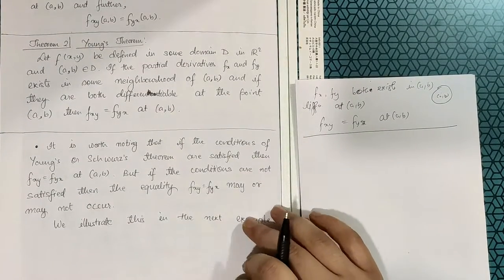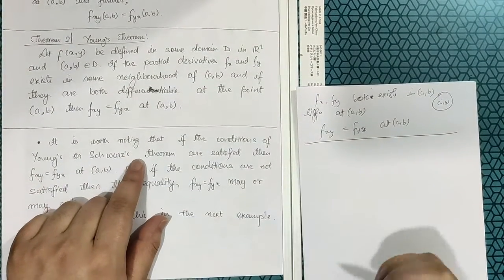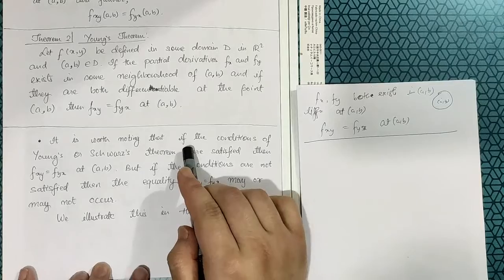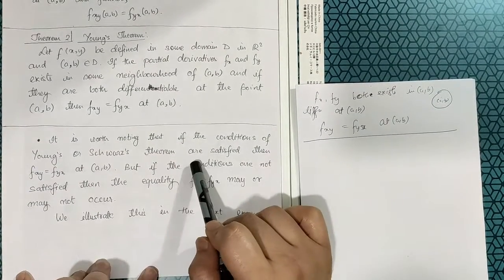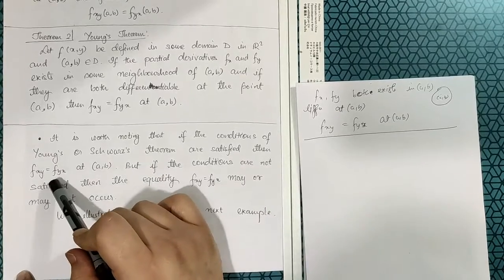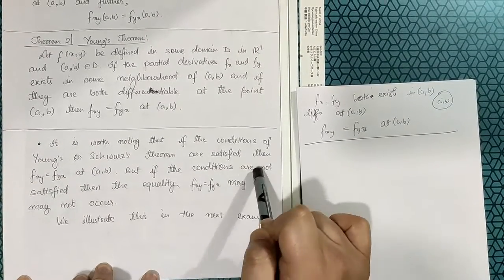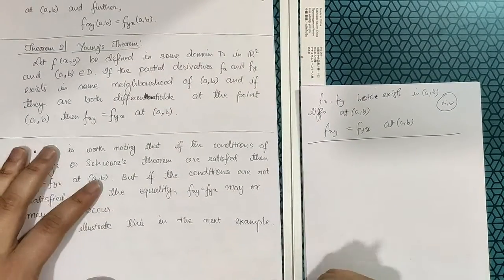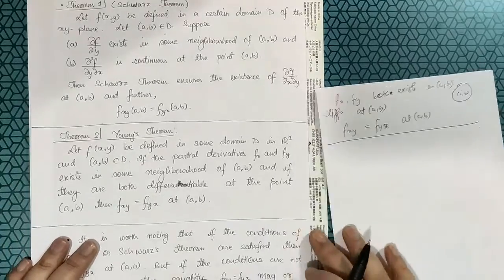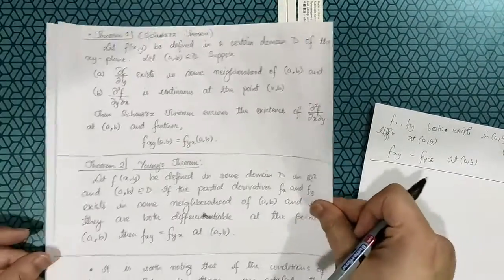Let us understand a note. It is worth noticing that if the conditions of Young's theorem or Cauchy's theorem are satisfied, then f_xy is equal to f_yx at (a,b). But if the conditions are not satisfied, then the equality may or may not occur. For this we give an example. So let us see the example.